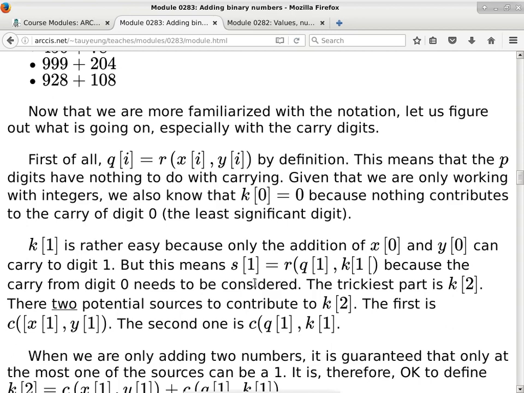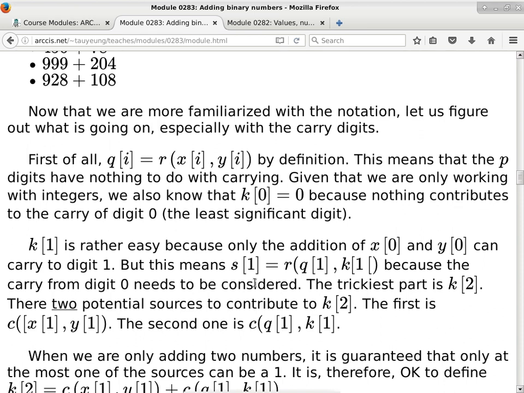So assuming that we don't have any less significant digits, this one is pretty easy. What should I write here, in terms of R, which is the result, and C being the carry? X and Y. Yeah. So this one's pretty easy. It is the result of adding the digit x0 and the digit y0.